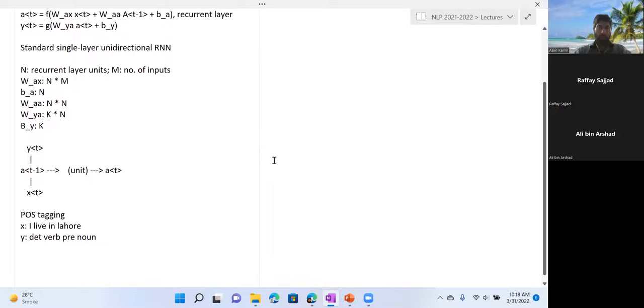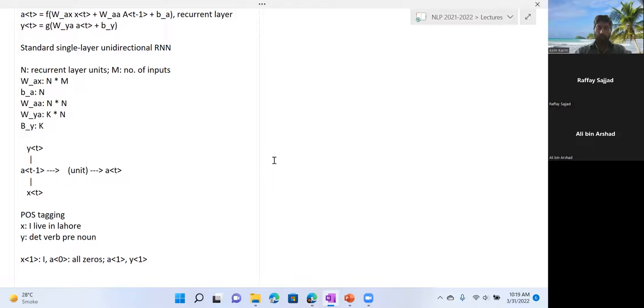Obviously, at the start, you have X1, which is the representation for the word I. Remember, for X1, you also need A0. A0 is usually all zeros. Of course, you have the parameters W's and B's, and this would give you as output A1. And from this A1, you also generate Y1.